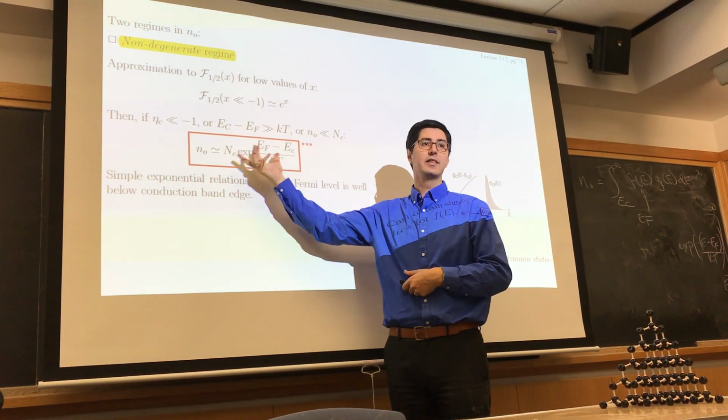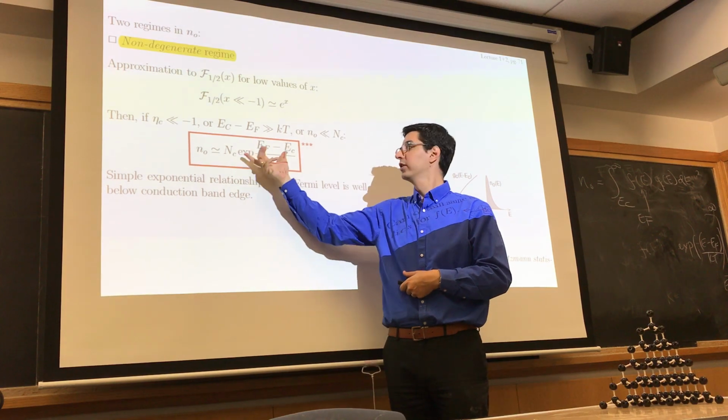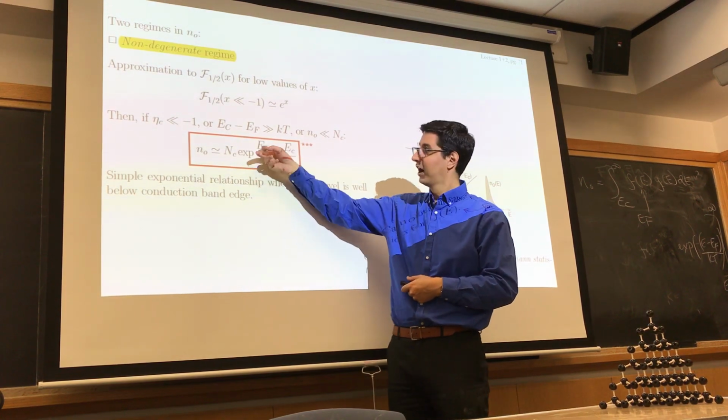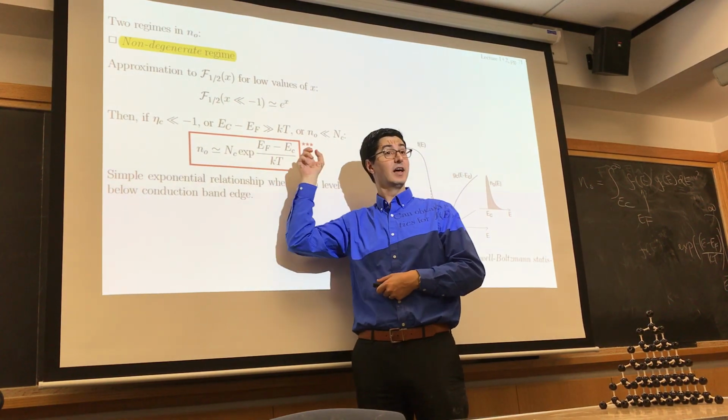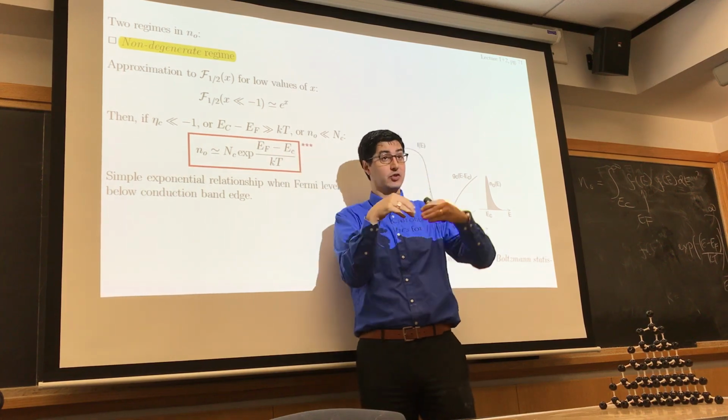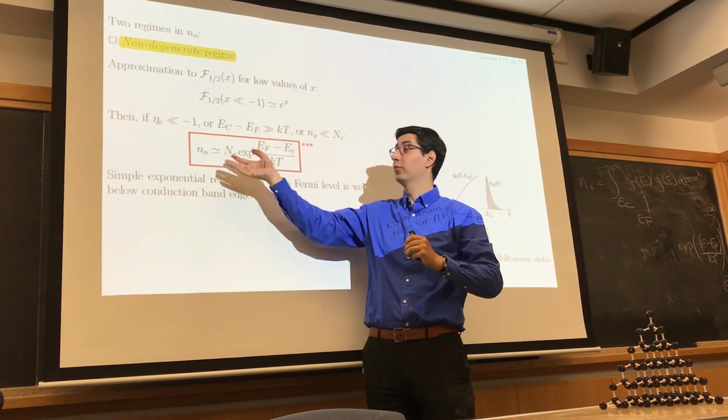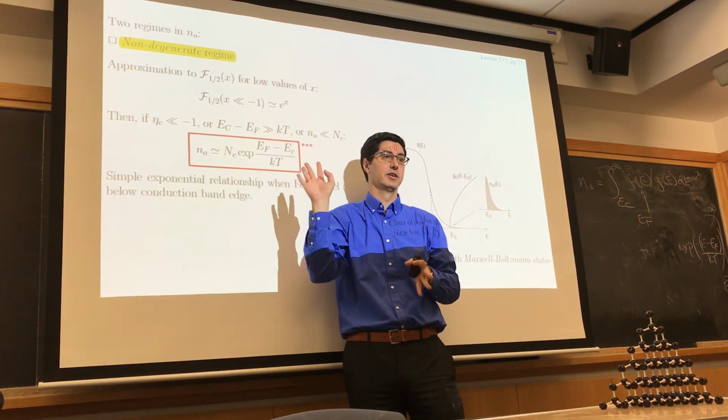So this holds exactly the same as before. What you should take away is the same picture. I can never remember the minus sign. What I know is as EF gets closer to EC or above it, I should have more electrons, and then I figure out the sign here.